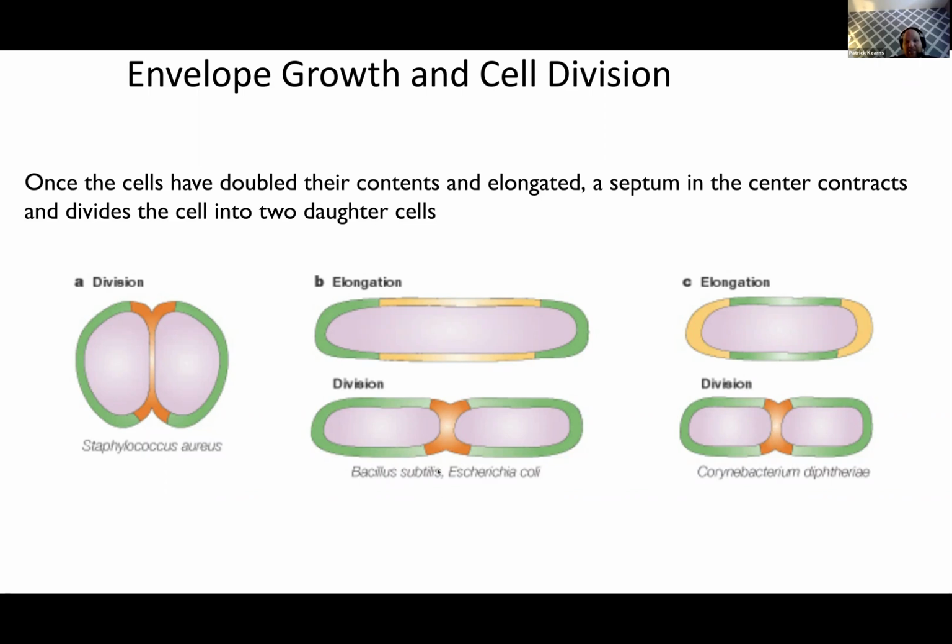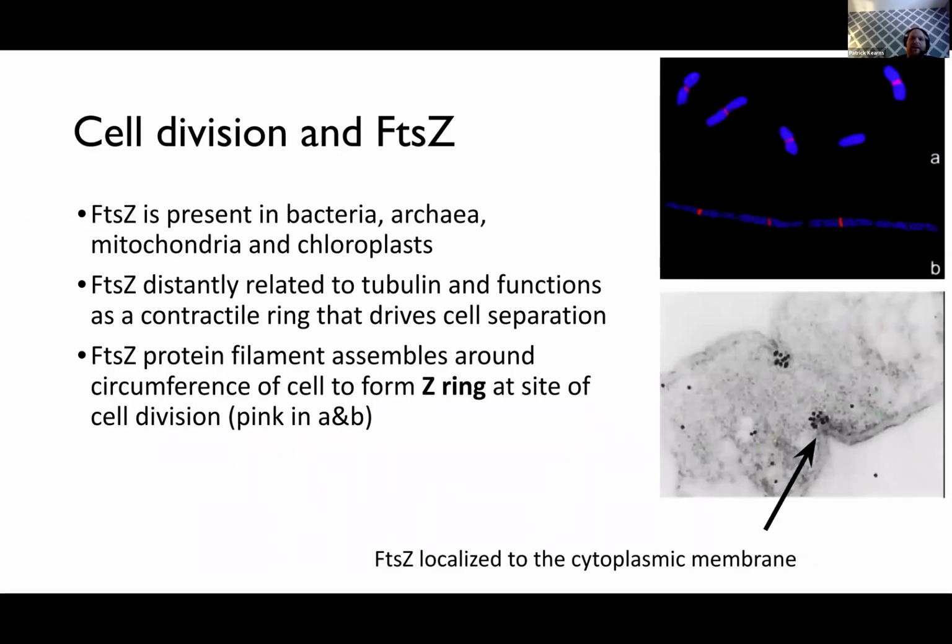Again, you have that splitting. But again, the septum itself has to be in the center. It has to contract to get that separation to make daughter cells. And as I mentioned, FtsZ is involved in the cellular division process. So as we mentioned, FtsZ is present in bacteria and archaea. It's also present in mitochondria and chloroplasts.